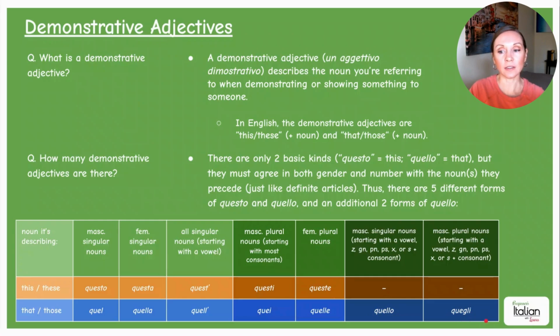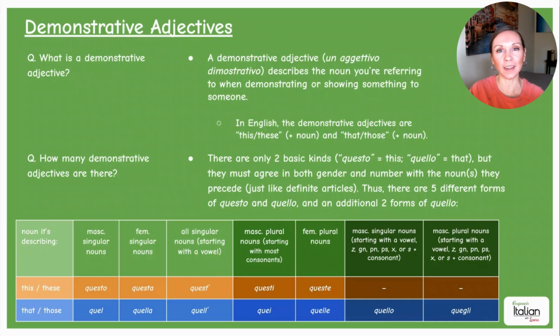And these basically follow the same pattern that your definite articles follow. Okay, so they have the same endings here. So pretty much if you're going to use il, you'd use quel, la, quella, l' apostrophe, quel, i would be quei, le, quelle, lo would be quello, and gli would be quelli. Okay, so they're the same pattern.